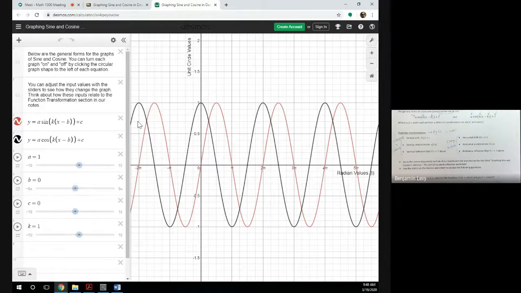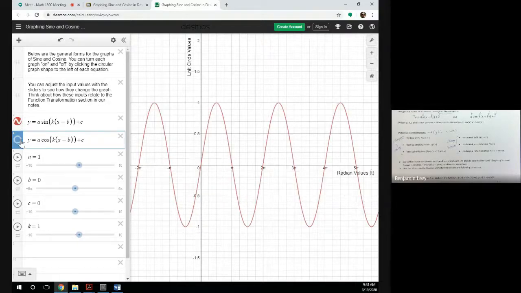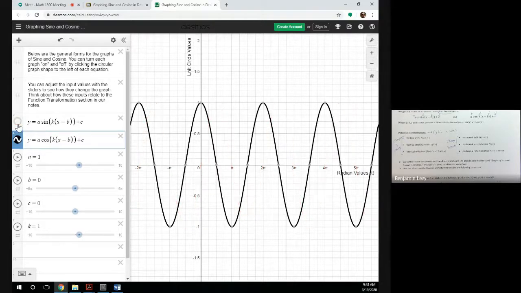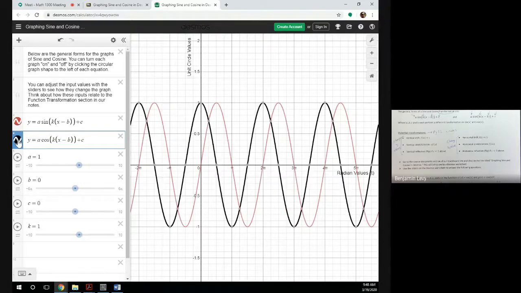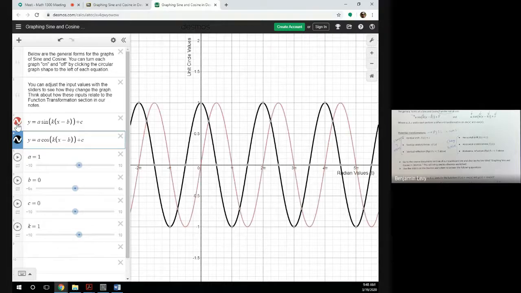And so what you can see here on the left-hand side of the screen is we have the general form of sine being graphed with all the transformations included. And this is the general form of cosine being graphed with all the transformations included. And these are the graphs right here. And so these are the graphs that were on the page I just showed you a minute ago. And you can turn them on or off by clicking right here on the left. You can click the blue or the red, and it'll turn the line on or off over here. So this is just a graph of sine then, right? And this is just a graph of cosine.